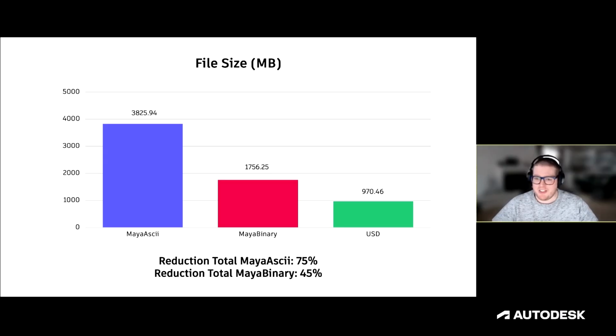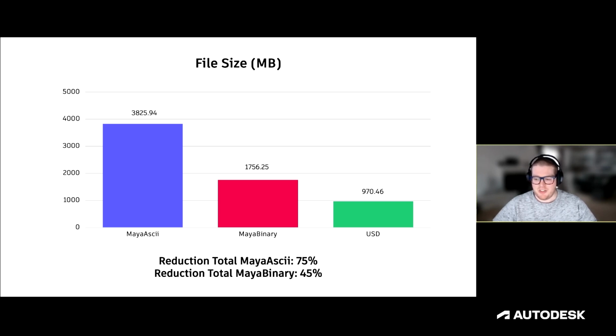So in our test, we took about 1,700 individual assets, where the total of our source assets was maybe around 4,000 megs on disk. Converting that to binary, or the binary versions of all of those, was maybe about 1,700 megabytes.